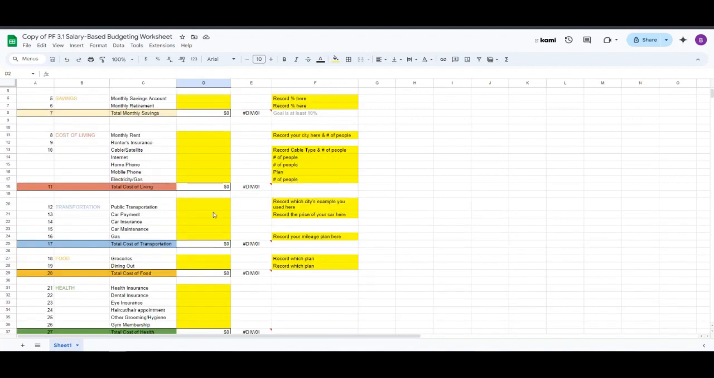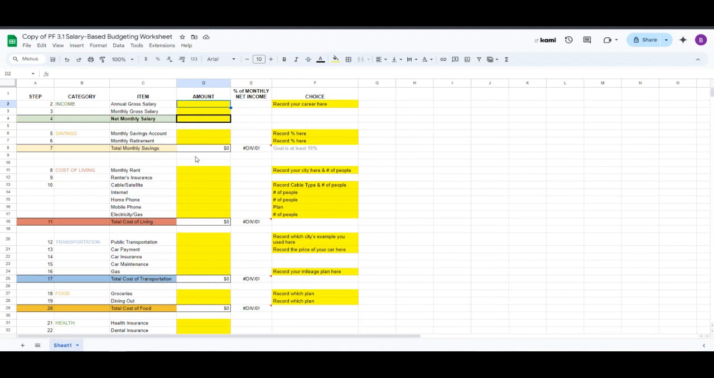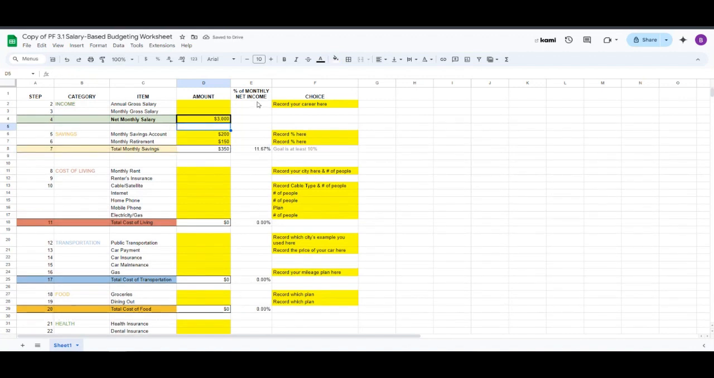So notice the cost of transportation, the cost of living, right? These total costs aren't highlighted because it'll calculate that for you. For example, let's say that I put $200 into savings and 150 into retirement. You'll notice that that automatically calculates for you. That's why it's not highlighted, because you don't need to do anything there. Okay. Let's say additionally that I had a net monthly salary of 3,000. Now this is going to calculate automatically for you as those categories change. Okay, it'll show you how much is going specifically to that category.